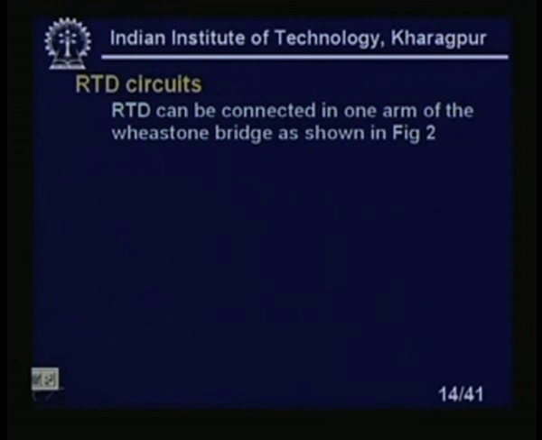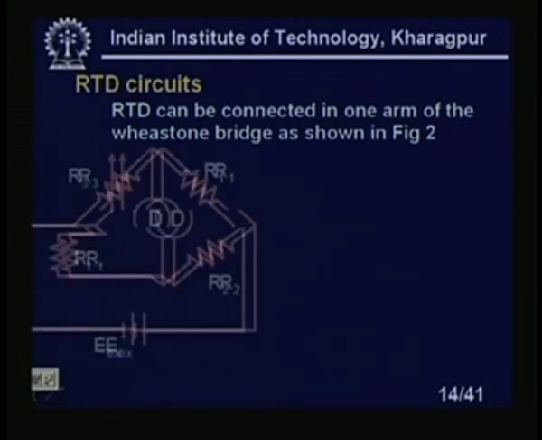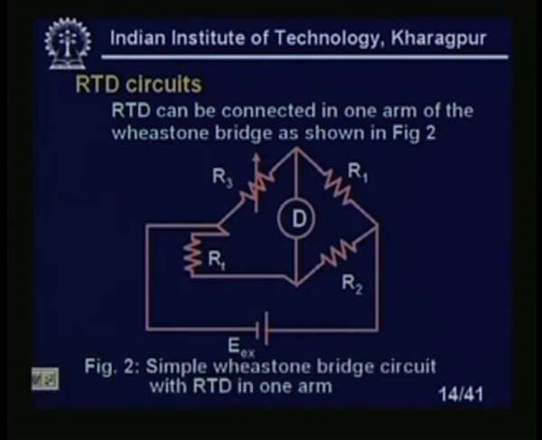Now, RTD can be connected in one arm of the Wheatstone bridge as shown in figure 2. You see this is figure 2, a simple Wheatstone bridge circuit with RTD in one arm, right. This is our RT, the RTD, and these two are fixed resistances R1 and R2, and this is our R3, a variable resistance. We will balance the bridge by varying R3.